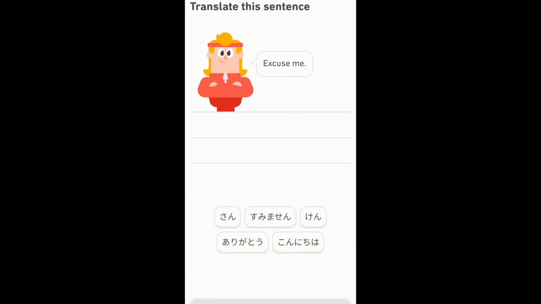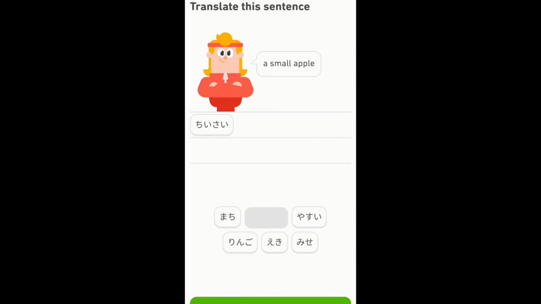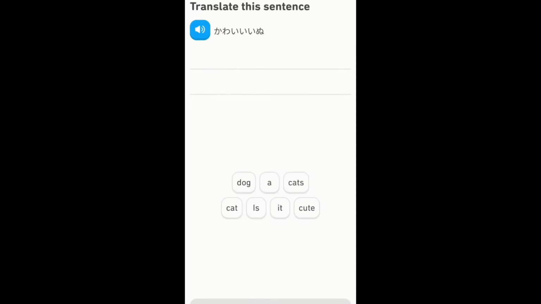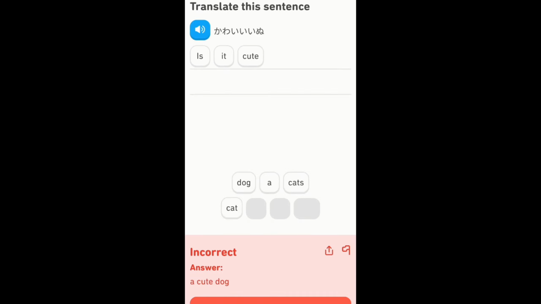So excuse me. It begins with the S. Sumimasen. So excuse me is sumimasen. Hajimemashite is nice to meet you. Sumimasen, excuse me. Hajimemashite, nice to meet you.